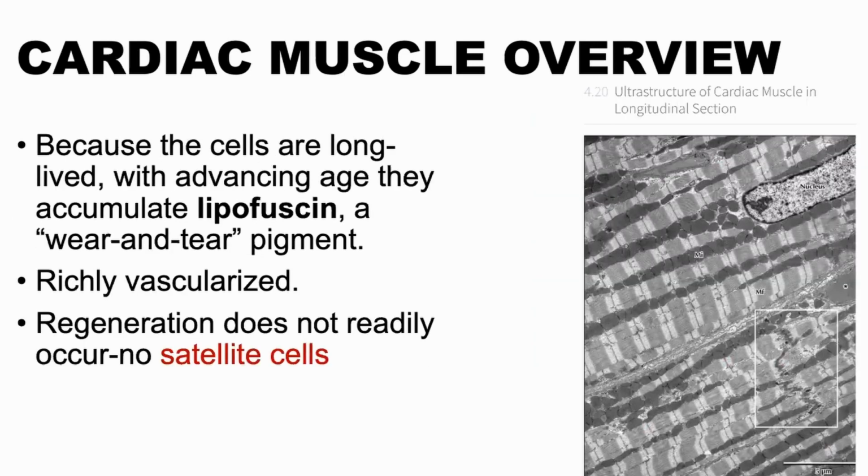Because the cells are long-lived, with advancing age, they accumulate a pigment called lipofuscin. Remember, we said that the cardiac myocytes don't have satellite cells. They don't regenerate. They accumulate a lipid structure in the cell. But it's highly vascularized because you need a lot of blood vessels and capillaries to supply the heart. Even though the heart is pumping 5.25 liters of blood throughout your entire body, it will need capillaries, arteries, and arterioles supplying the organ itself. So you're going to have a lot of blood vessels for the cardiac muscle.